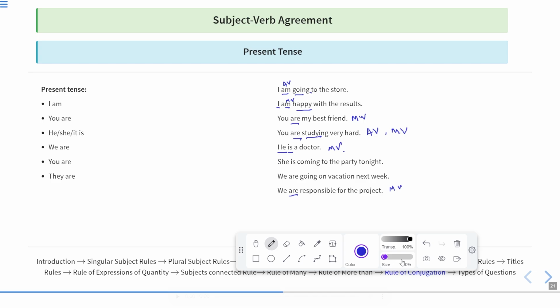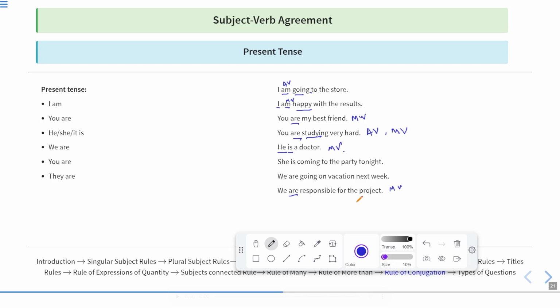But if the structure is subject plus be form plus subject complement, the be form will be the main verb of the sentence. Also, if I say, I want to be a doctor, in that case, to be is the infinitive over there.